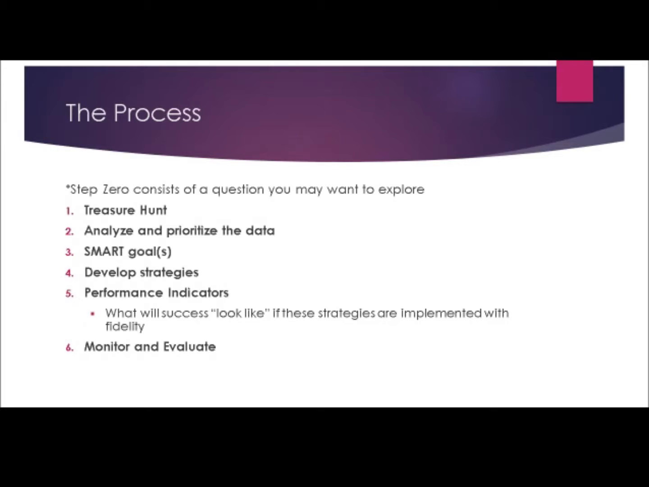The 6th and final step of the DMR process is monitoring and evaluation. This step is actually happening throughout the entire data cycle. So you're monitoring your progress toward achieving the goal, and you're evaluating if some of your strategies need to change, if you need to add something, take something away, but you're really just reflecting over the process as a whole.